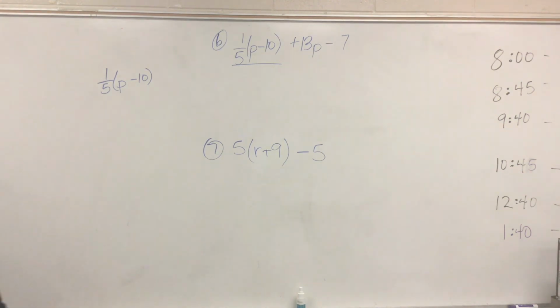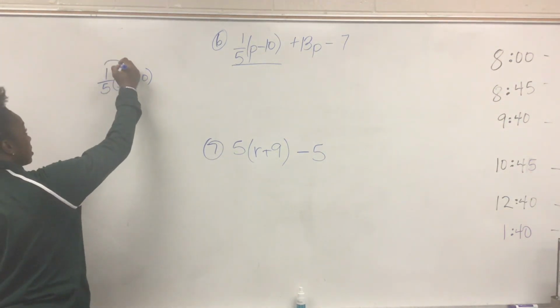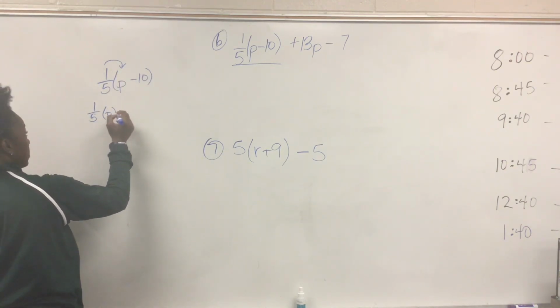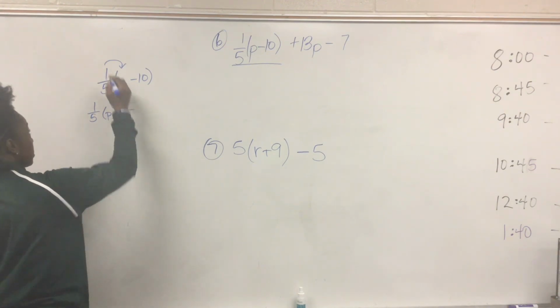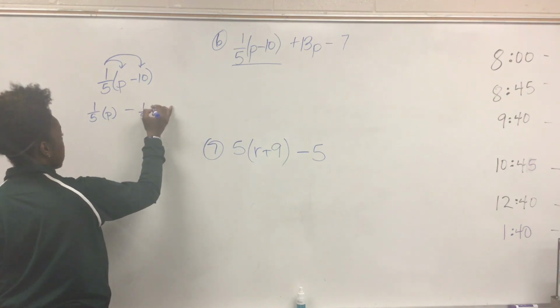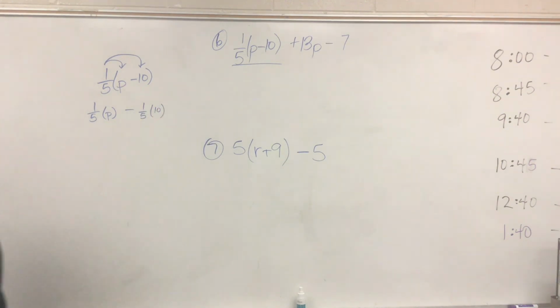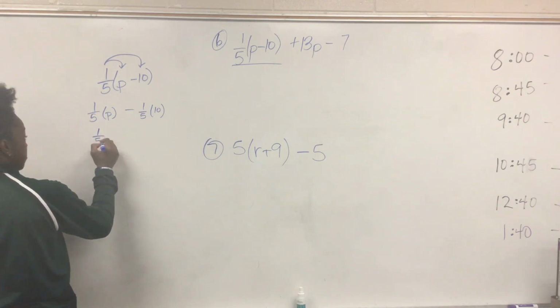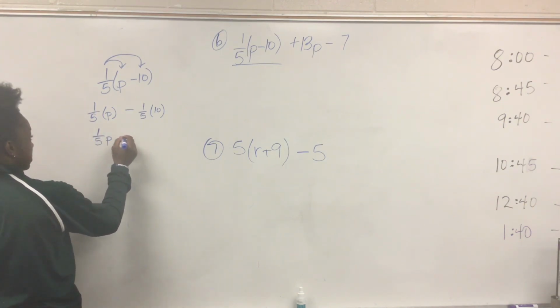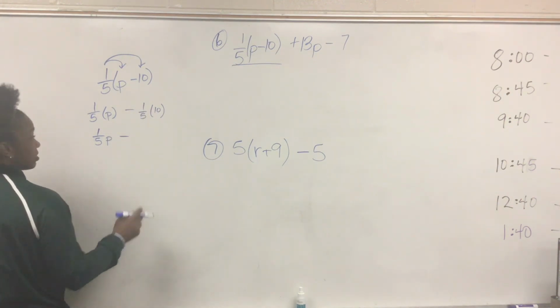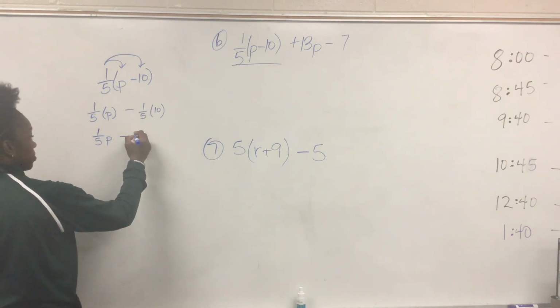So just as shown earlier, we want to draw arrows. So it's 1/5 times p. Bring down your minus sign. Have another arrow. 1/5 times 10. Alright, so when I do 1/5 times p, I get 1/5 p minus, and then when I have 1/5 times 10, you multiply straight across, so that'll give you 10/5, which will give you 2.